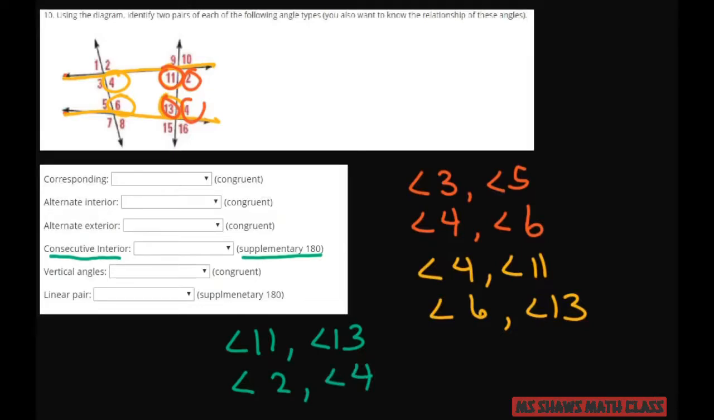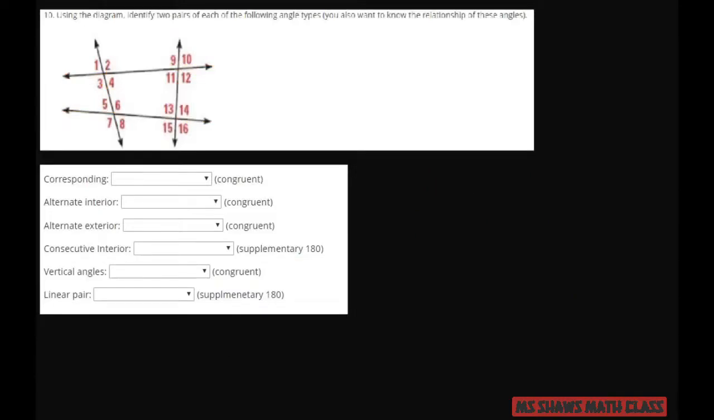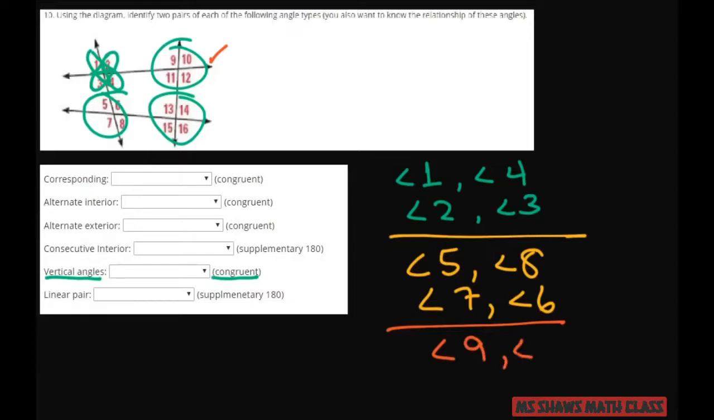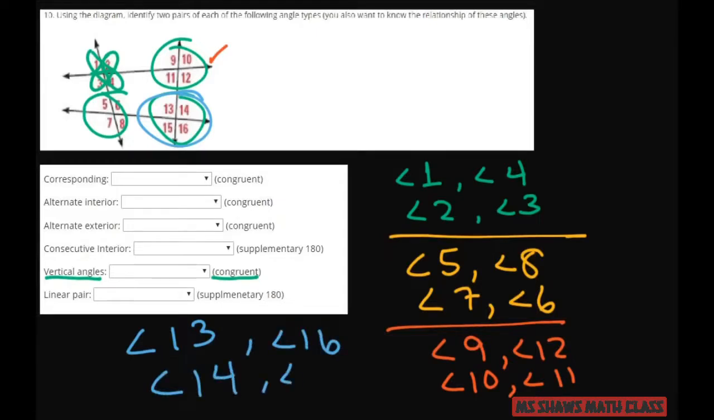Okay, let's see what else. Vertical angles. So vertical angles are congruent. All right. So vertical angles mean like if you have an intersection, then these two angles are congruent, these two angles are congruent. So we could say angle 1 and angle, let's see, 4, they're vertical angles. Angle 2 and angle 3 are vertical angles. And then you have 4 sets of these. So the next one would be angle 5 with angle 8, angle 7 with angle 6. And then for this one, you could have angle 9, angle 12, angle 10, angle 11, and finally the last one would be angle 13 with angle 16 and angle 14 with angle 15.